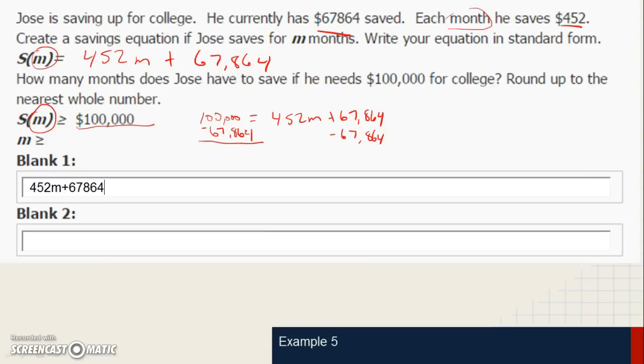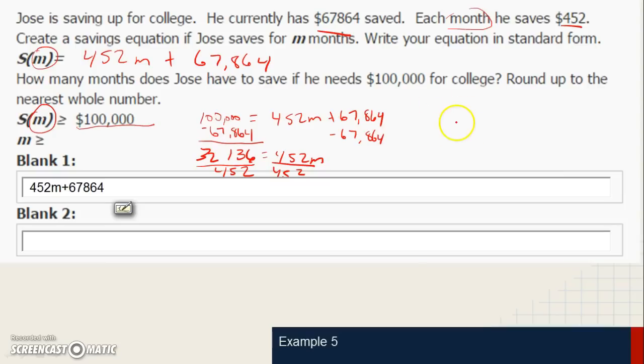So I've got 100,000 minus 67,864. And that turns out to be 32,136. And then that's still equal to 452m, and so I'm going to divide by 452, just like we would any other two-step equation. So when I divide by 452, my final answer is 71.09.